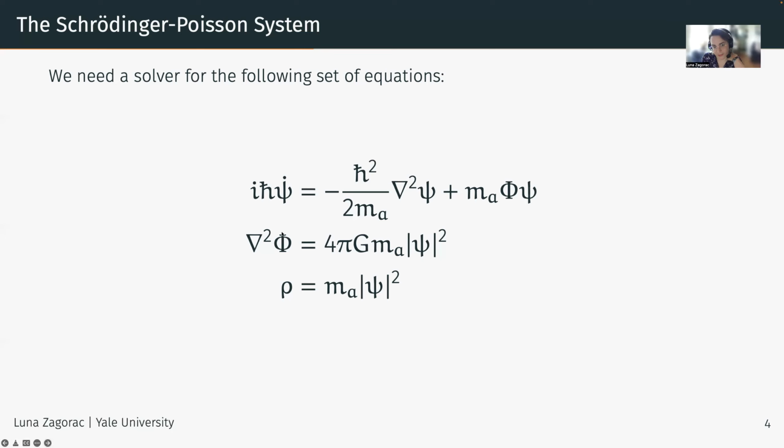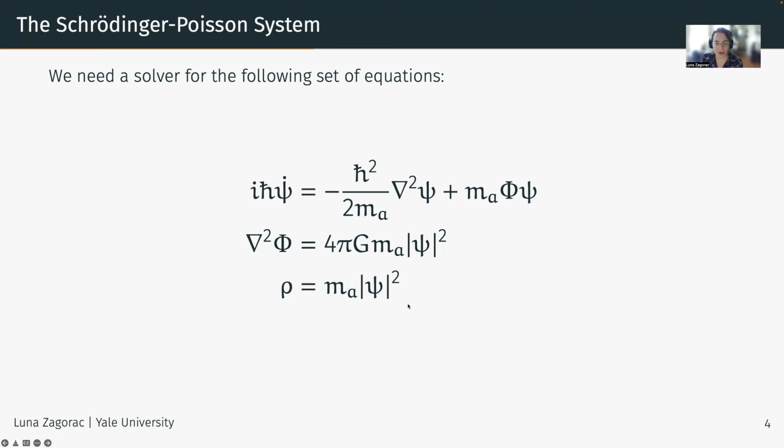On the left, we again have the Laplacian of phi, and on the right, we have four constants, 4, pi, G, and m_a, where m_a is the mass of the particle, or the mass of the axion, as we call it, times the absolute value of psi squared. Finally, probability density isn't something that you see when you look through a telescope and take data. So instead, we like to transform it into a mass density, which we do by multiplying the absolute value of psi squared by the mass of the particle and getting the mass density rho.